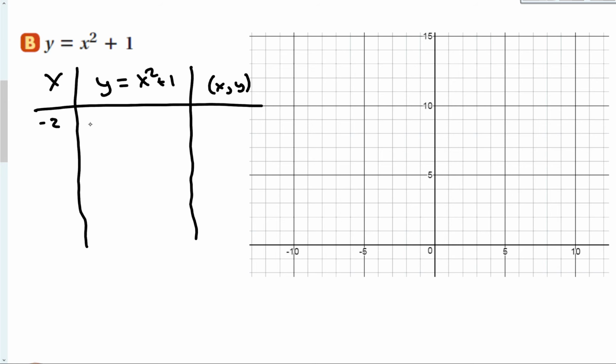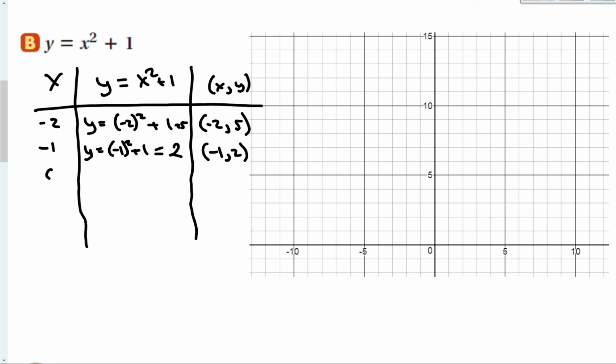Let's start with -2. So y is going to be equal to (-2) squared plus 1. Careful with this: -2 times -2 is positive 4. So the answer here would be 5. So this is -2, 5. Okay. For -1, y would be equal to (-1) squared, which is positive 1, plus 1, gives me an output of 2. So that's -1, comma 2. If I plug in 0, that's 0 squared plus 1, which is 1.